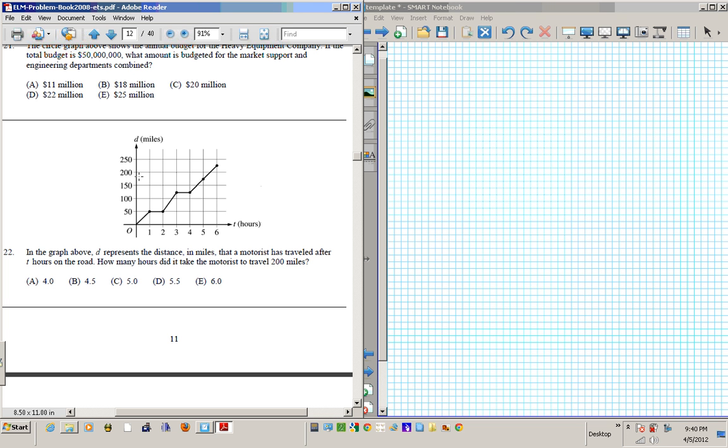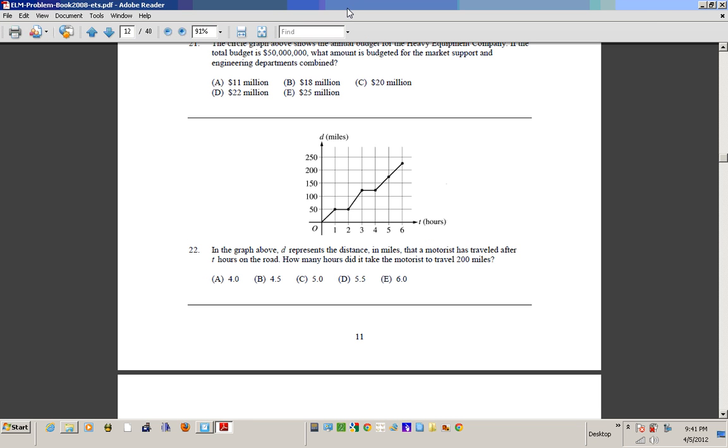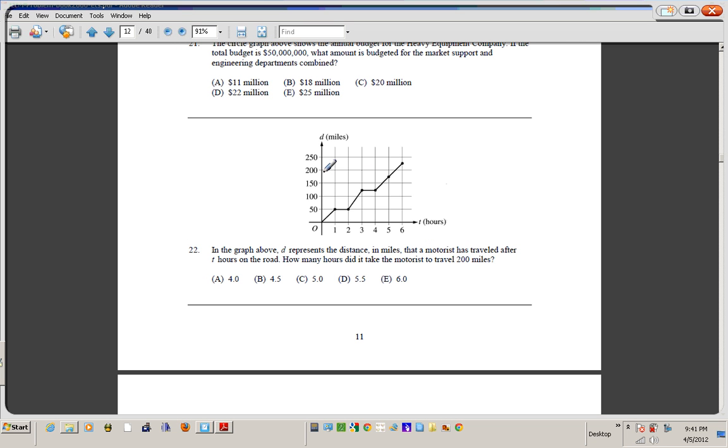So if I trace 200 to the graph, where is it going to take me? Let me make this a little bit bigger so I can use this. So this is 200 right here, right? So if I trace 200, that's the distance to the graph. It's going to take me down to this point, and then I'm going to trace it straight down. It's going to be somewhere right in between 5 and 6 hours. So what is in between 5 and 6? If I average it, it's 5.5. So the answer to this is 5.5 hours.